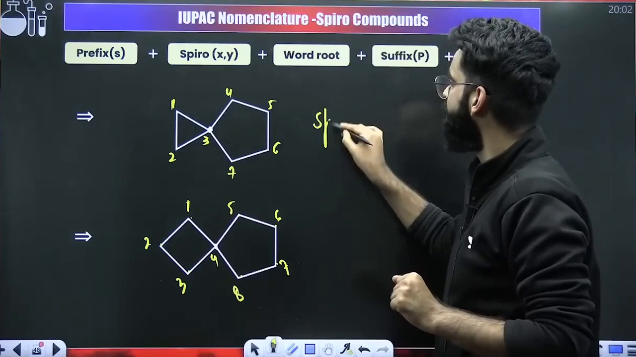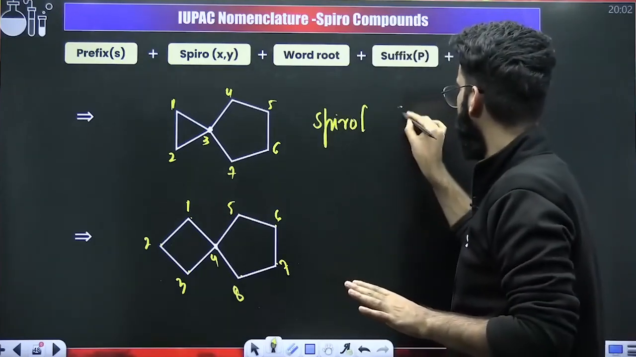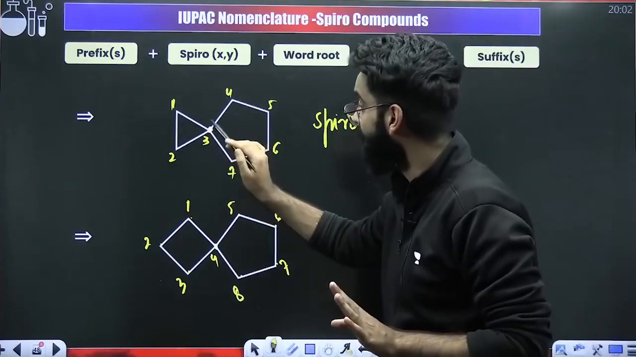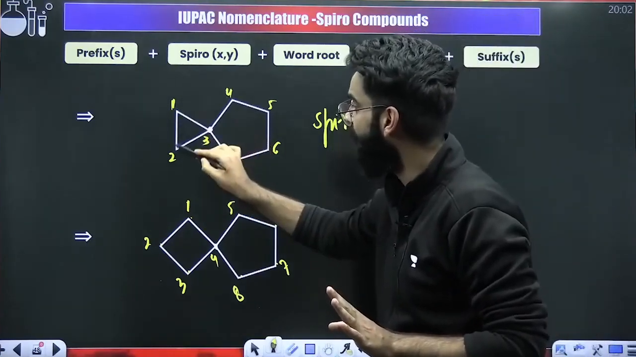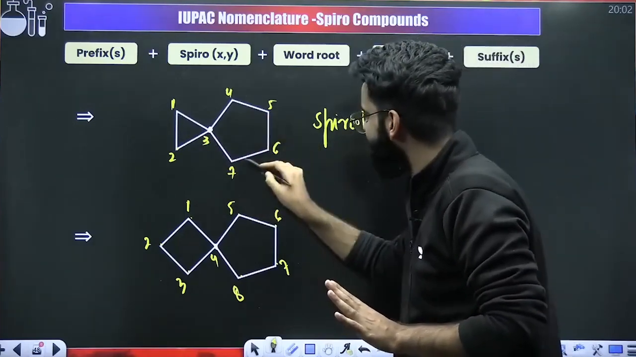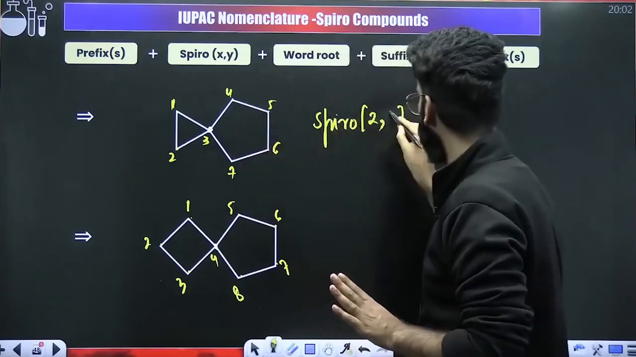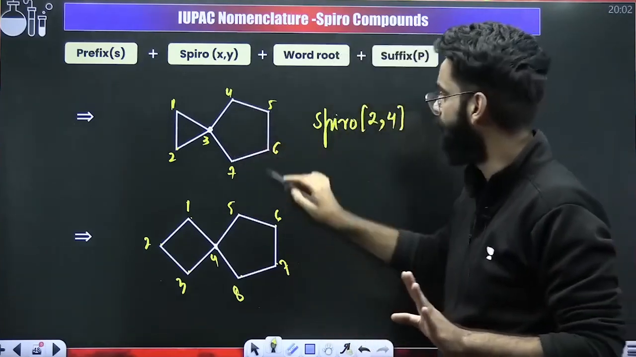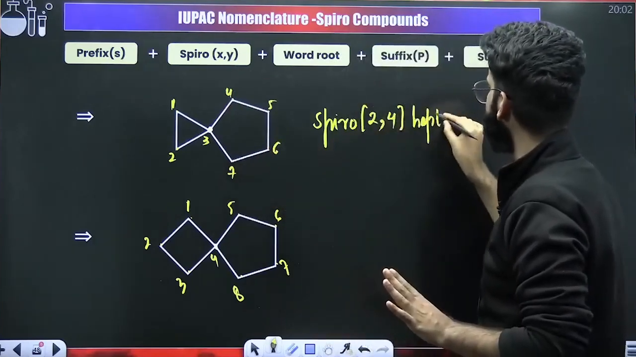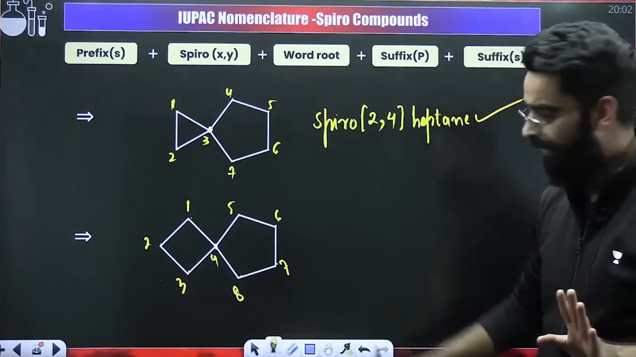Now, after the numbering is done, I'll be starting with Spiro, then bracket on. In the smaller sized ring, except the spirocarbon, how many carbon atoms are there? 2, comma. In the larger sized ring, except the spirocarbon, 1, 2, 3, 4. So 2, 4. Total in the main chain, 7 carbon atoms, so it's hept. Everywhere there's a single bond, it's ane. Done.